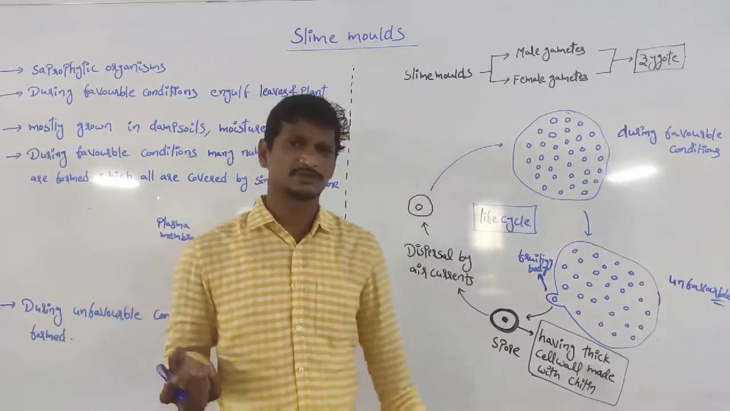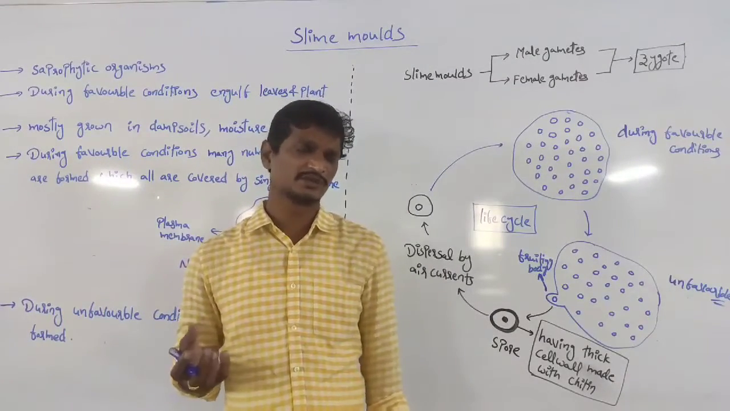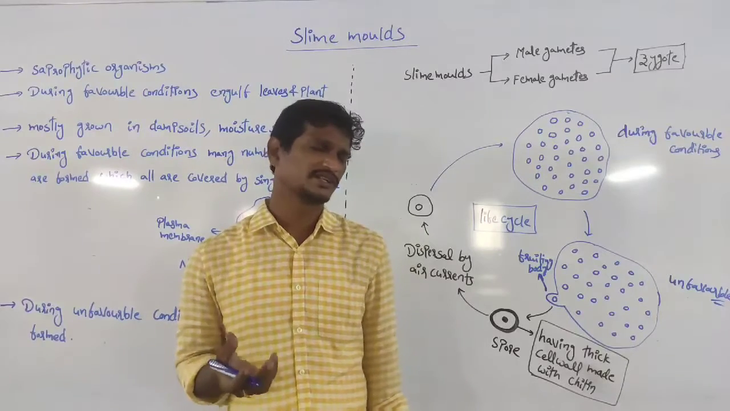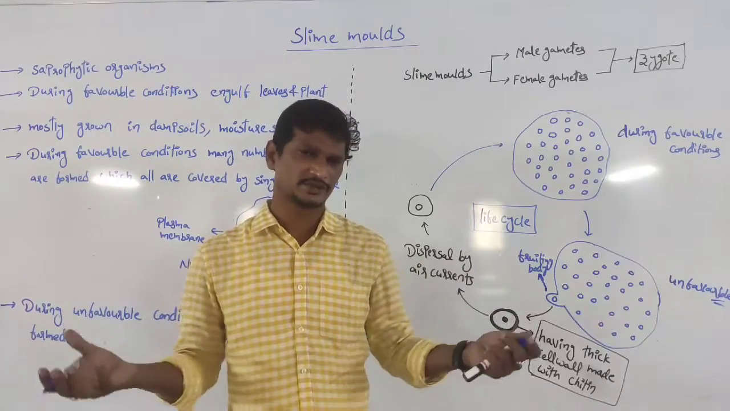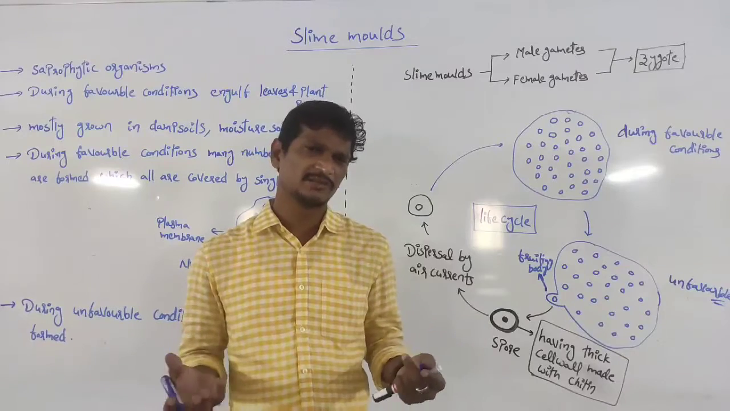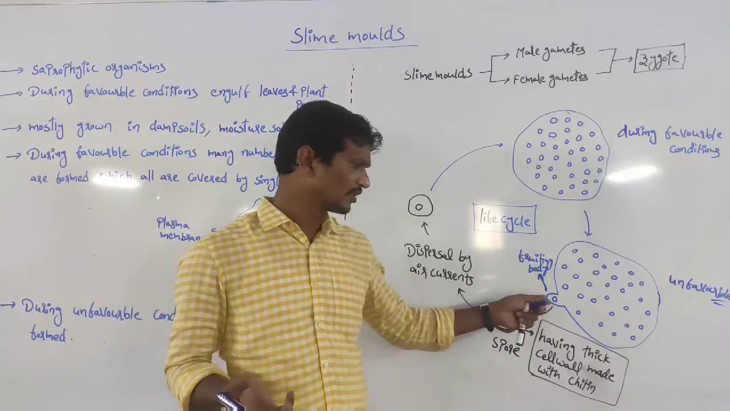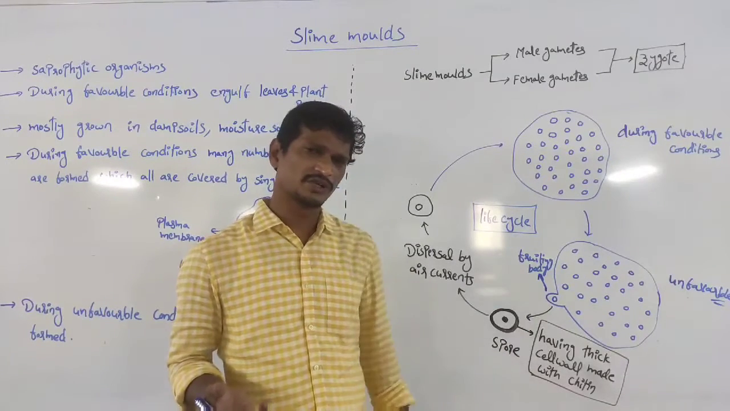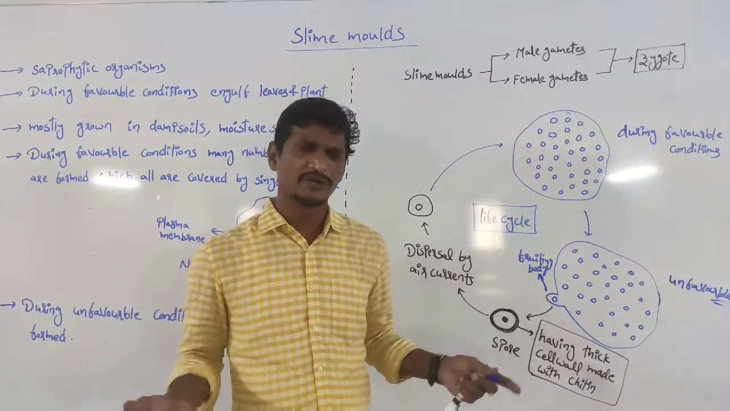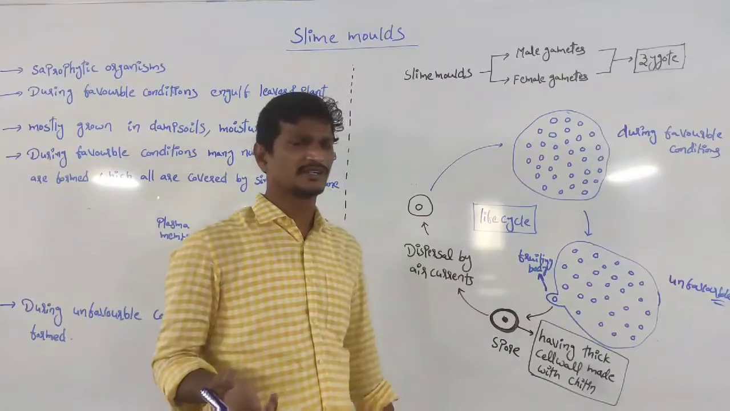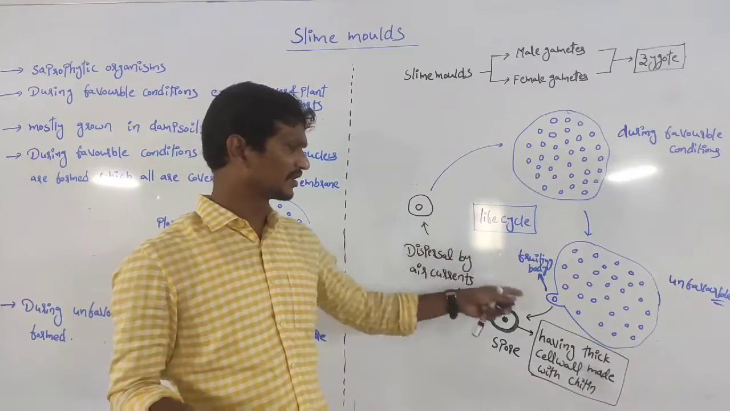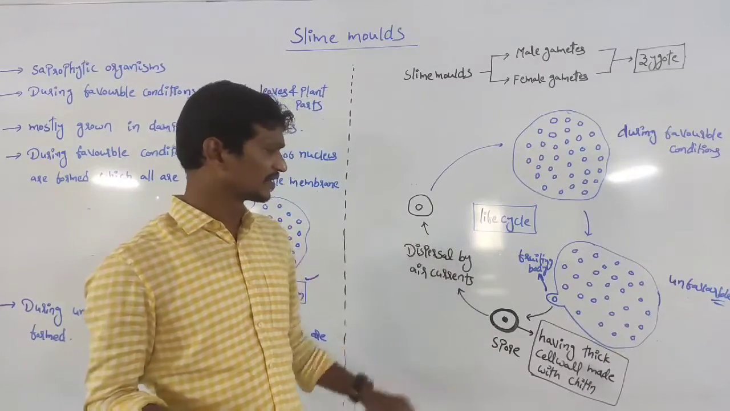So, why are these dispersing? See, once these are dispersed, we know it's like seed dispersal. Once the seeds are spread all over the area, the plants grow. Here also, once the fruiting bodies are spread all over that area during favorable conditions, again the spores produce the new organism.